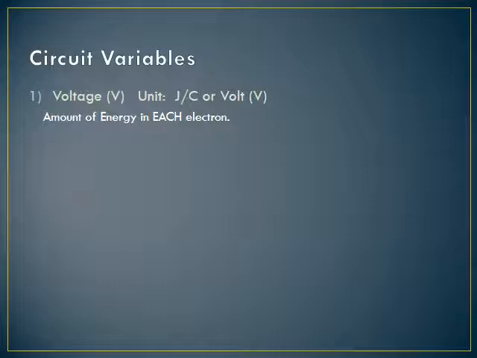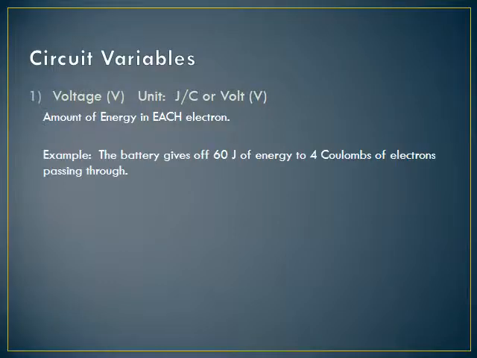So a joule per coulomb is the amount of energy that each electron is storing. For example, if we have a battery that gives off 60 joules of energy to 4 coulombs of electrons that are passing through, the voltage of that battery is 15 joules per coulomb, or 15 volts.